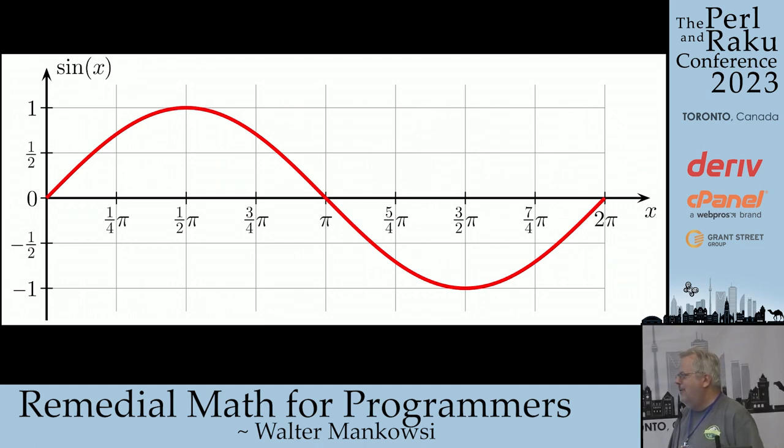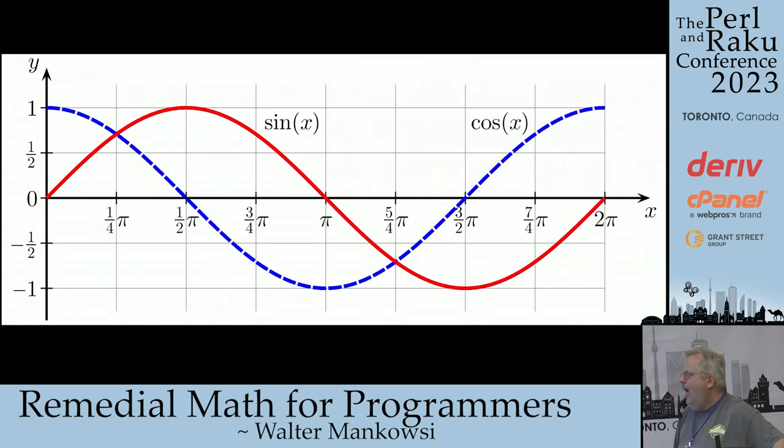So just remember, this is what a sine curve looks like. It starts at 0, goes up to 1 at pi over 2, then it goes down, it hits minus 1 at 3 pi over 2, and then it comes back to 0 again at 2 pi. And this is what cosine looks like. It starts at 1, so it's kind of out of phase with sine. We've all seen pictures like this.